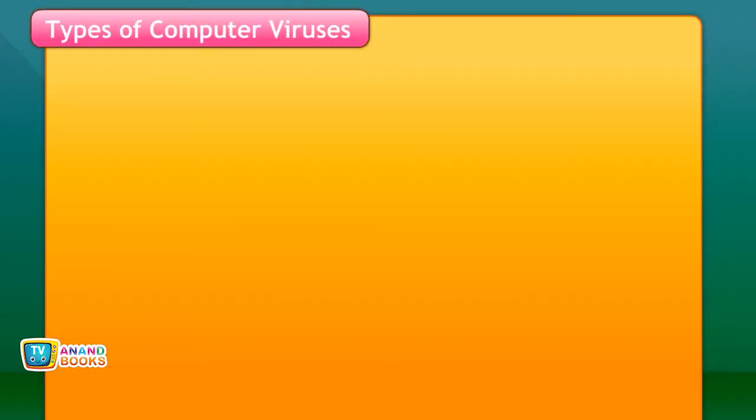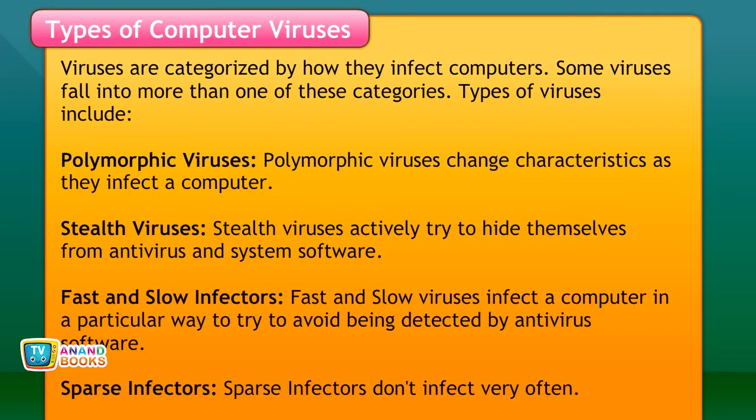Types of computer viruses. Viruses are characterized by how they infect computers. Some viruses fall into more than one of these categories. Types of viruses include polymorphic viruses. Polymorphic viruses change characteristics as they infect a computer. Stealth viruses. Stealth viruses actively try to hide themselves from antivirus and system software.